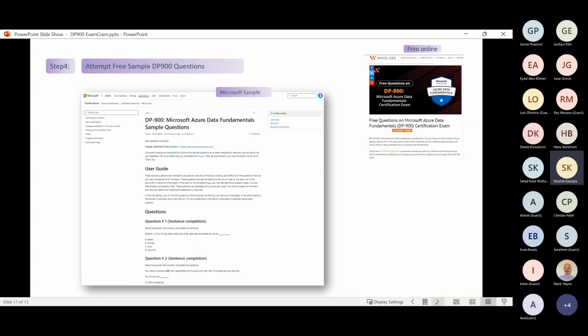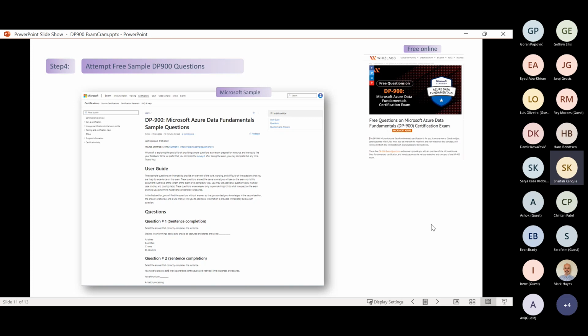But initially they had some sample questions available, and they also explain what the question types would be. Like it will be a sentence completion, or a matching question, or a find-the-correct-order question or something like that. So you can try that as well.